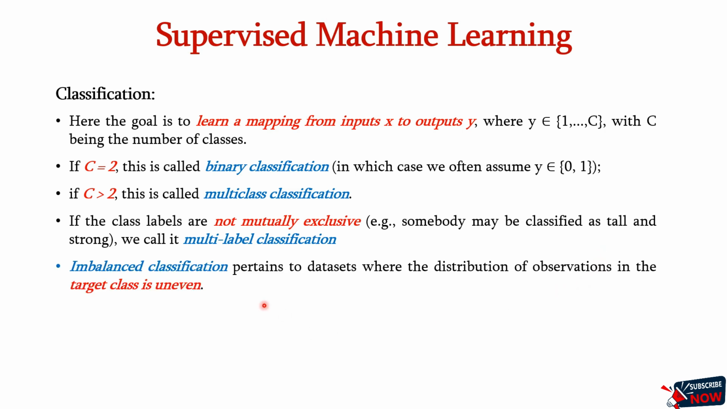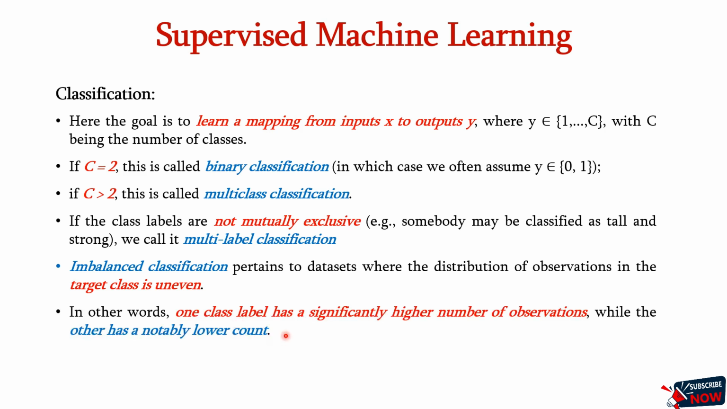Next, we have imbalanced classification. It pertains to datasets where the distribution of observations in the target class is uneven. That is, one class label will have a significantly higher number of observations while the other has a lower count.